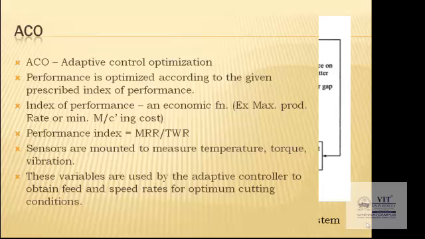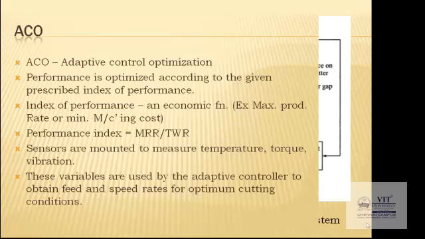The index of performance is calculated based on two goals: to reduce the machining cost, to reduce the machine idle time, and also to increase the productivity. The performance index may be calculated using two parameters, material removal rate and tool wear rate, given by a ratio called MRR divided by TWR. So at what rate the tool wear occurs and at what rate the material is removed. Based on these two, the performance index is calculated.